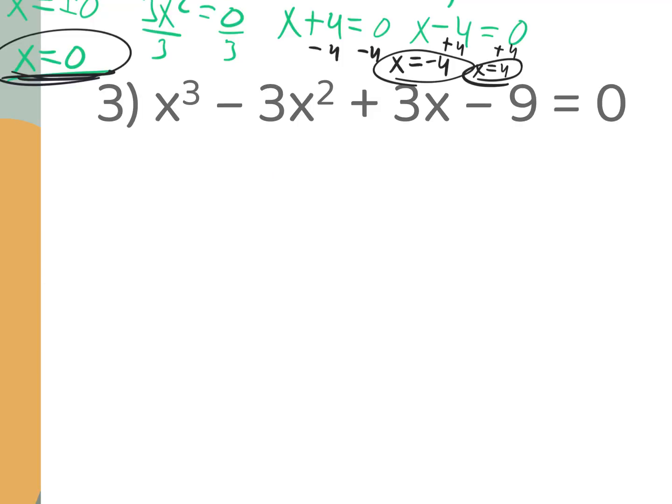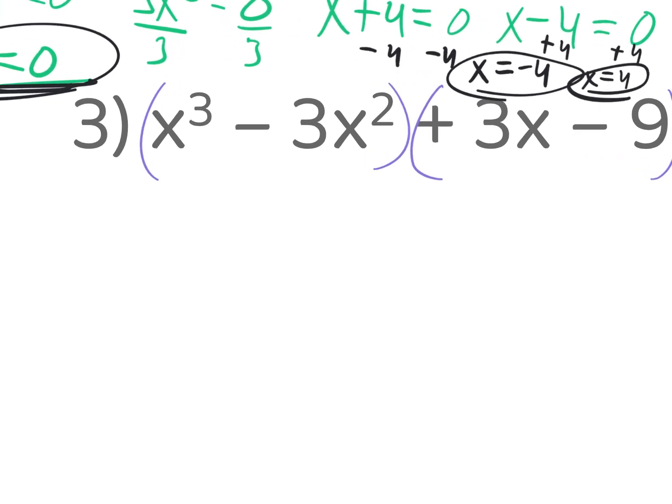Okay, so let's look at the next one. All right, this one we have 4 terms here. We have an x cubed minus 3x squared plus 3x minus 9. How did we factor 4 terms? We split them into 2 terms. Okay, good. We want to factor it by grouping, right? Group the first 2 and group the second 2. Right? Anytime you see 4 terms, you can factor it by grouping, right?